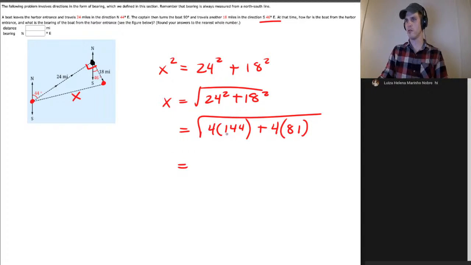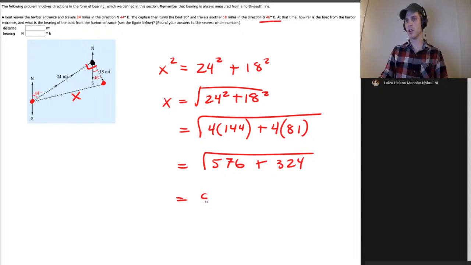And so what do we get? 400 plus 160 plus 16 is 576. And this is 324.